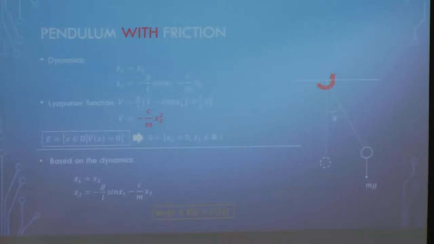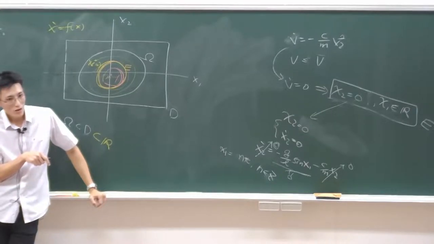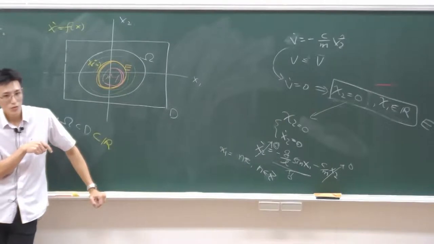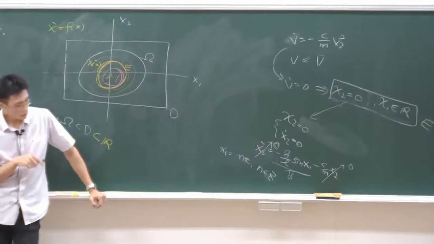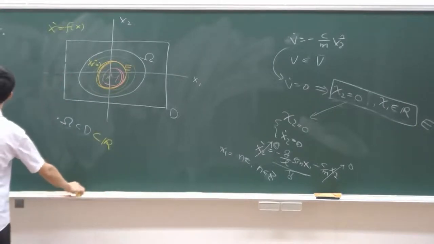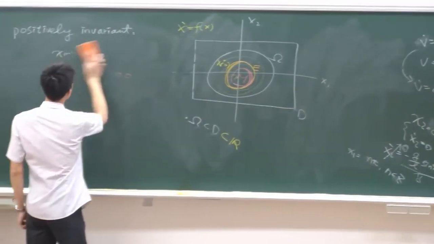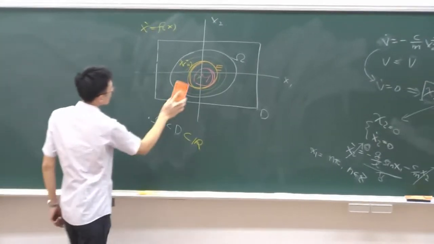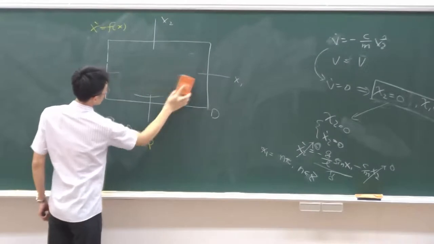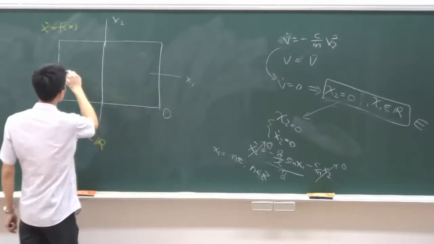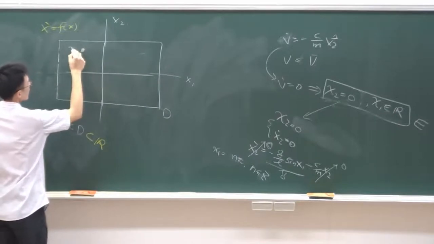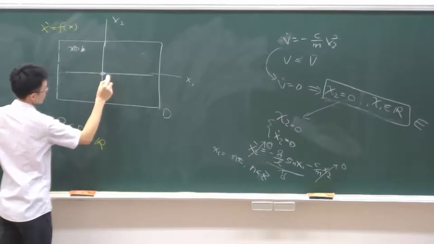So did we solve this ODE? No, right? We only use this invariant set theory. We never solve the ODE. We never try to find the solution of this ODE. But we still can prove it converges to x1, x2 equal to 0, 0, right? So, if you start from here, eventually it will reach here.